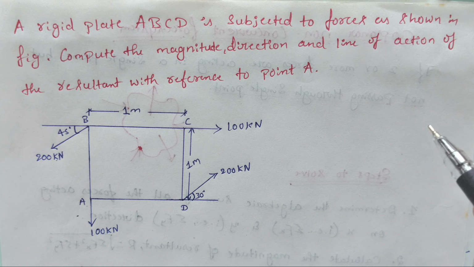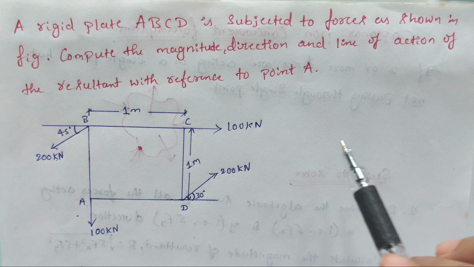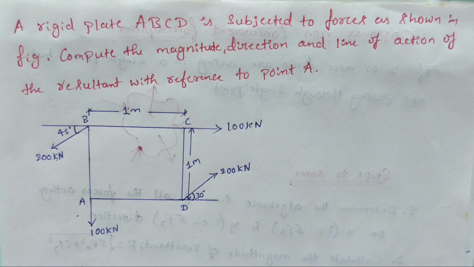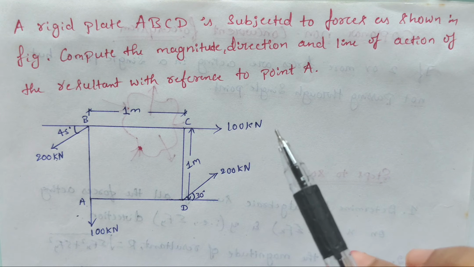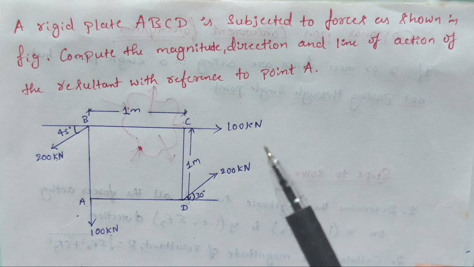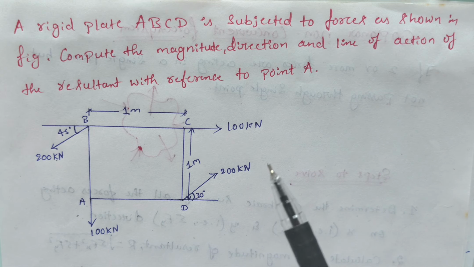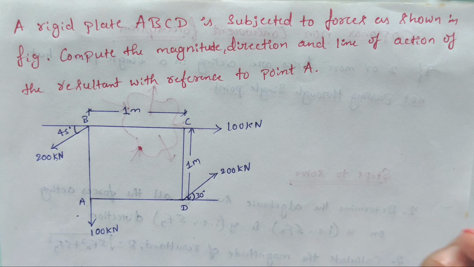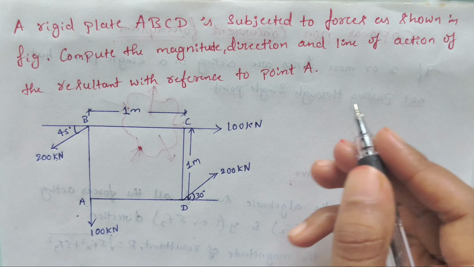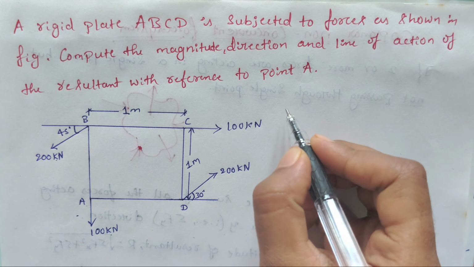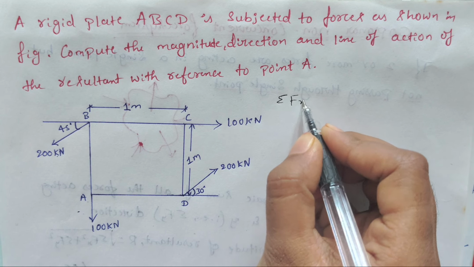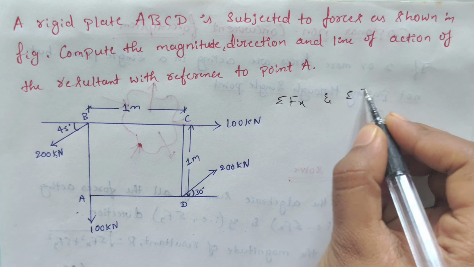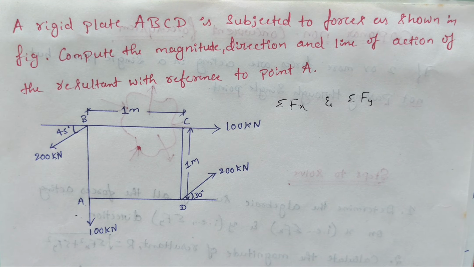So now, what are the steps to follow? First, we have to find out the horizontal and vertical components. Then we have to find the resultant, then the direction, then the line of action, that is the x and y intercept. So we'll start with resolving forces, the first step, that is summation Fx and summation Fy.